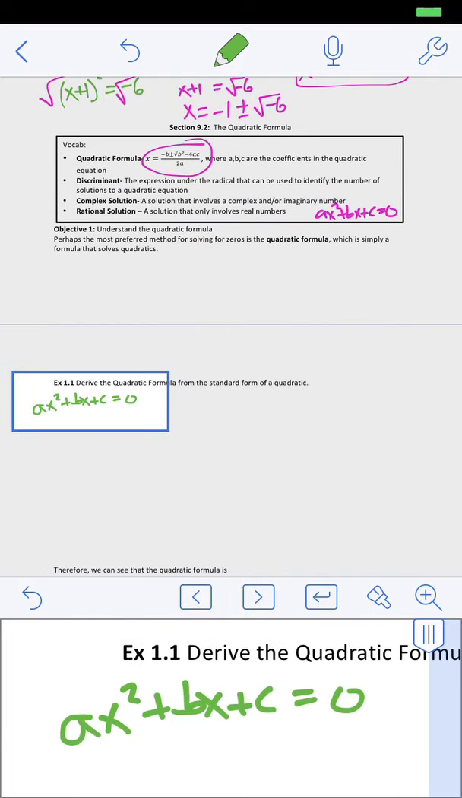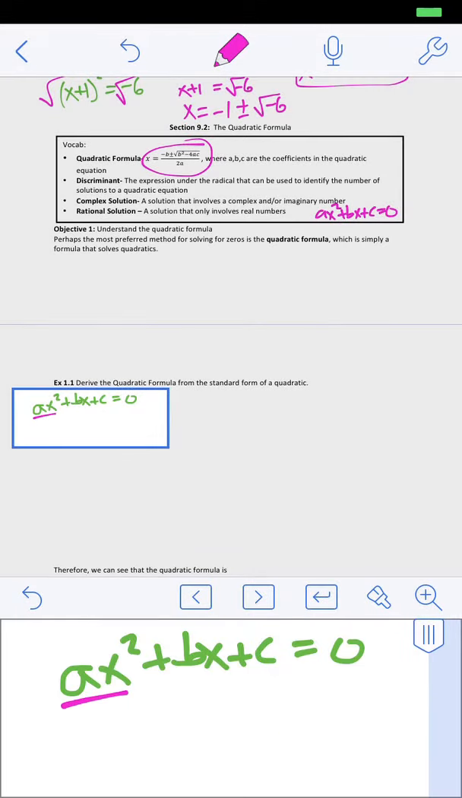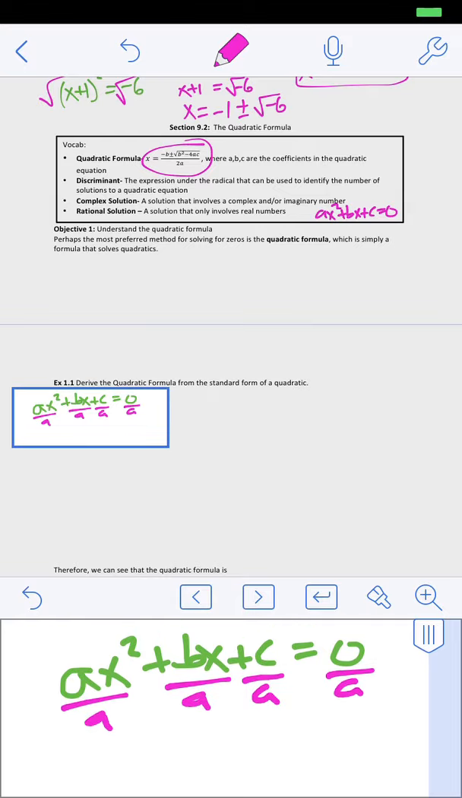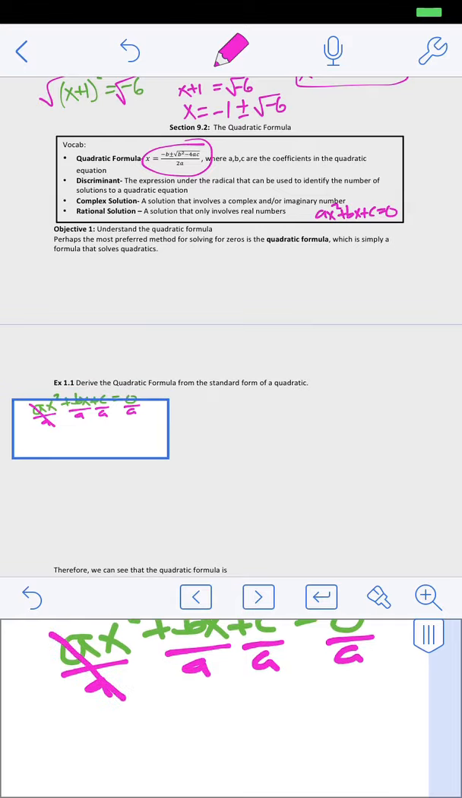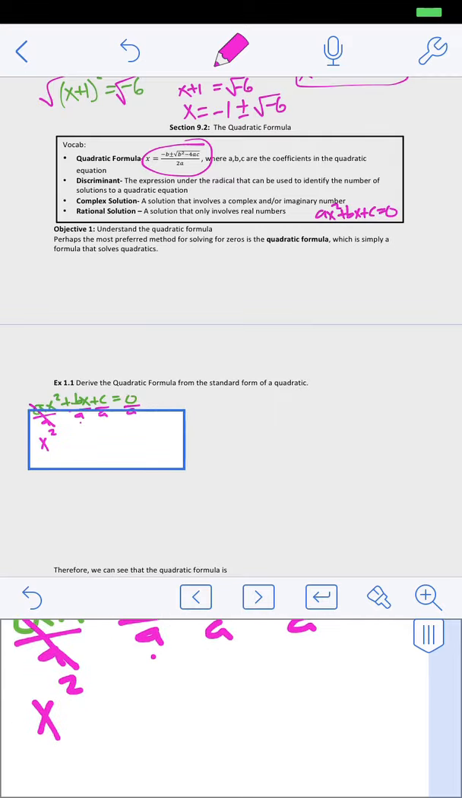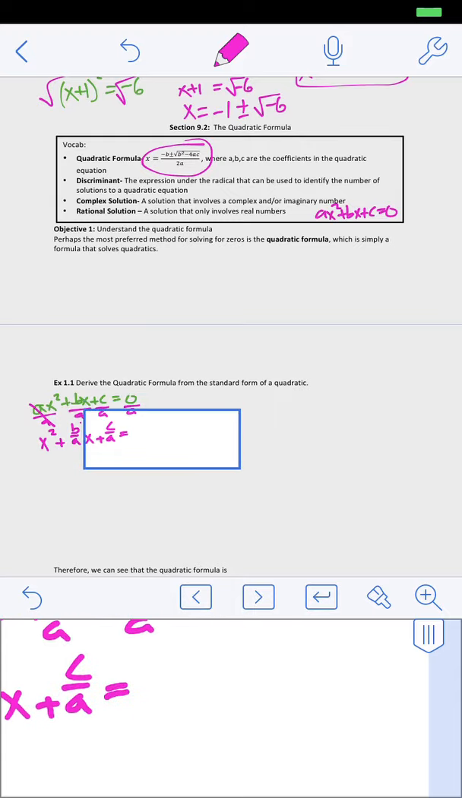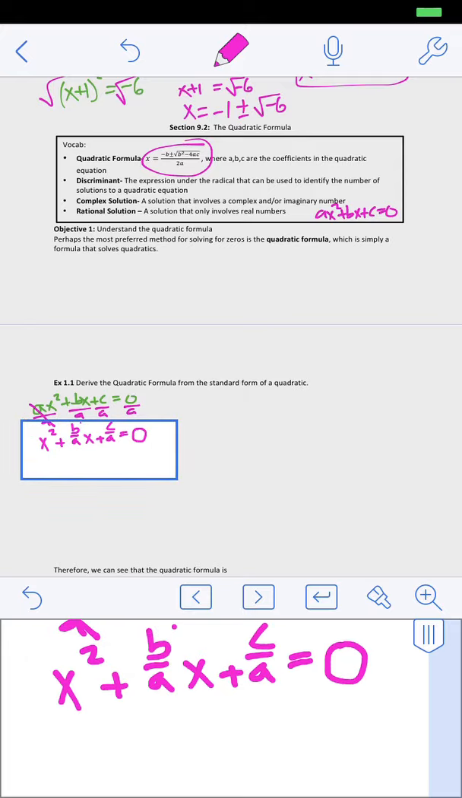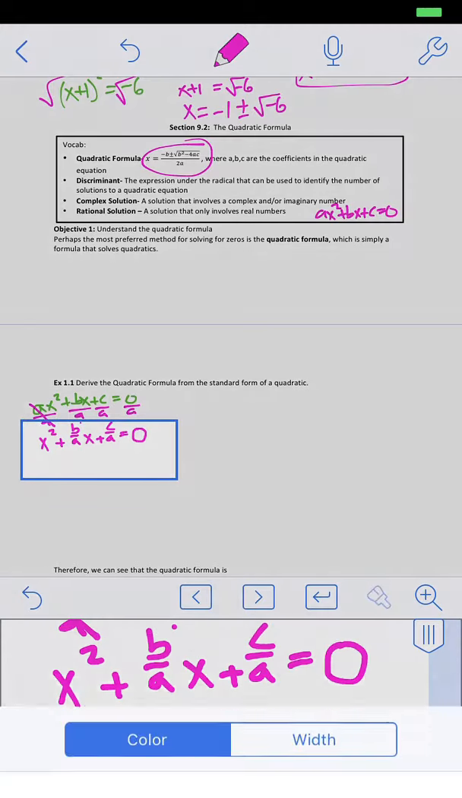I now have that same issue with this number a. Remember, a is just a number. I'm not guaranteed it's equal to 1, so I'm going to get rid of it. I'm going to divide by a, divide by a, divide by a, divide by a. Well, I can reduce a couple things. I know a and a cancel, so I'm just left with x squared. The other two, I don't know what a is, so I can't cancel them, but I can rewrite them as b over a times x plus c over a. And 0 divided by anything is just going to stay as 0. So I have this new, weirder looking equation, but it's not too bad.